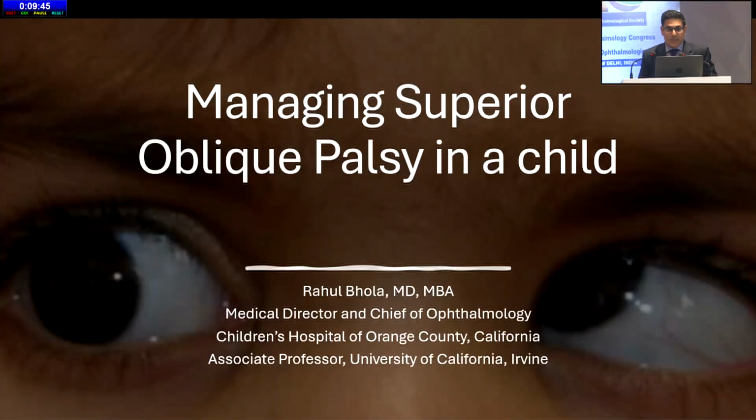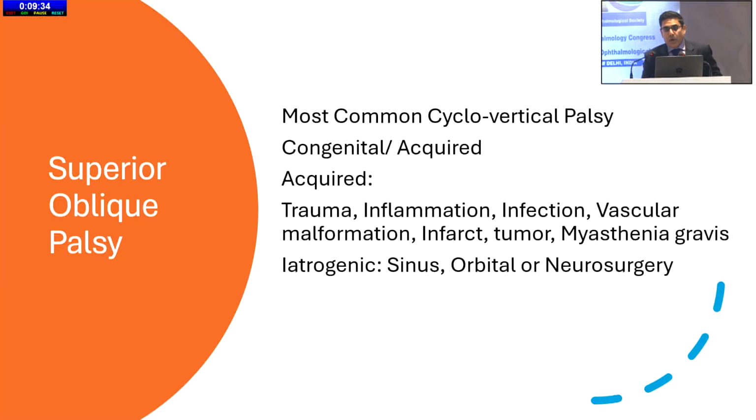This is a very broad topic, managing superior oblique palsy. It's beyond the scope of a 10-minute presentation, but I'll discuss some pearls that have helped me over the years. As we all know, superior oblique palsy is the most common cause of a cyclovertical palsy. Even though there are many cases implicated to acquired palsies, the most common cases presenting in childhood are congenital in nature. So it is important to recognize that many congenital cases may present later in life.